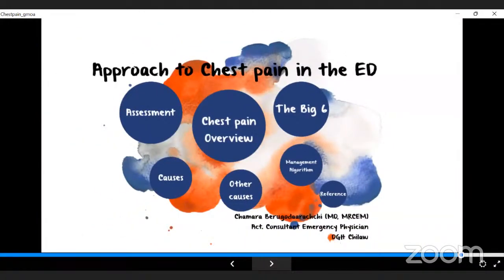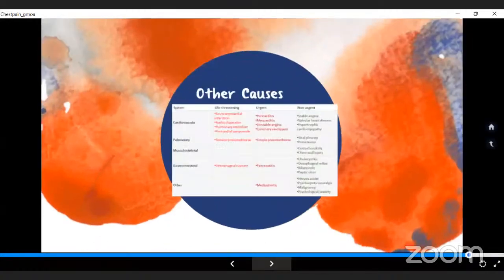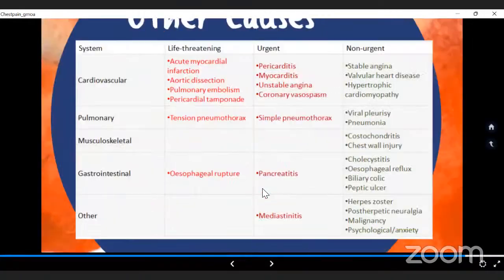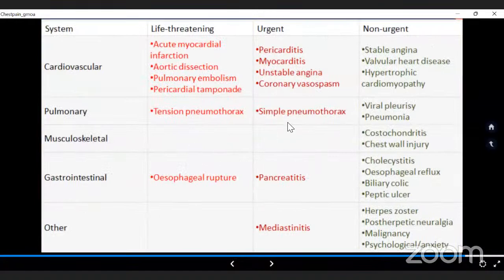You are tired, I know. So the causes, as I mentioned, I just touched upon these six, and there are important differentials here as well. Pericarditis without tamponade, viral myocarditis, that can cause problems. Unstable angina, even though it's not a myocardial infarction, is a critical finding. You need to admit and manage properly. Prinzmetal angina, coronary vasospasm, simple pneumothorax, pancreatitis, mediastinitis.